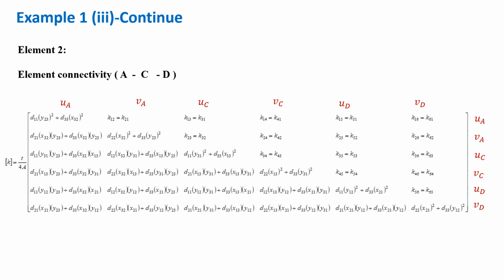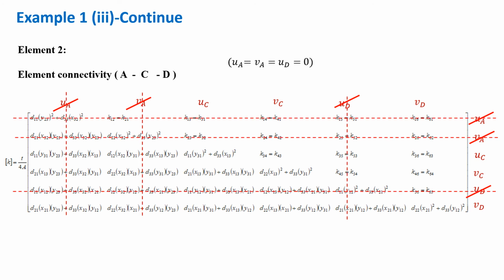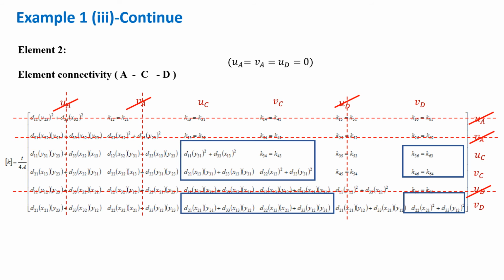Next, similarly, as we already determined the boundary conditions in the previous video, for element 2, we know that UA, VA, and UD are equal to 0. Therefore, we can eliminate the rows and columns of these 0 value degrees of freedom in order to obtain the reduced stiffness matrix for element 2. After eliminating those unwanted rows and columns, there are 6 terms left in this matrix.